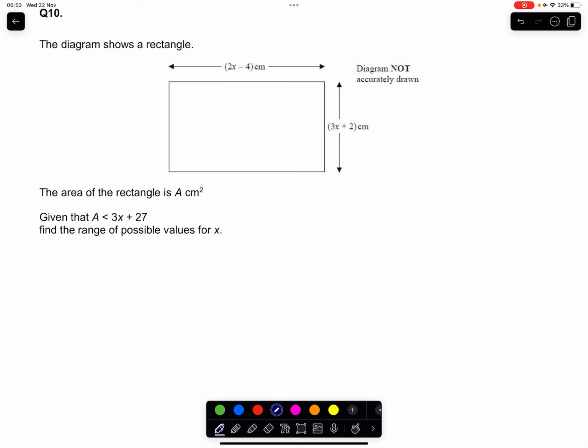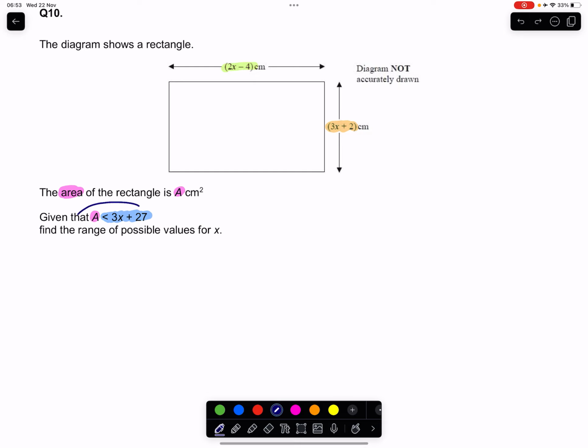Question 10. The diagram shows a rectangle, and we've been given the base as 2x minus 4 and the height as 3x plus 2. We're told that the area of this rectangle is A, and that A is less than or equal to 3x plus 27. The question asks you to find the possible values for x.